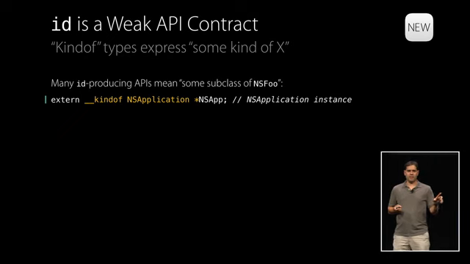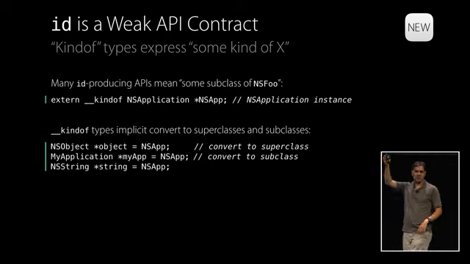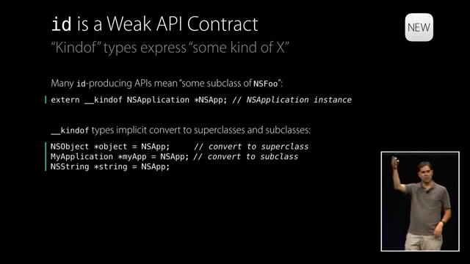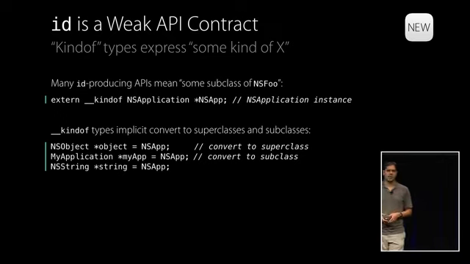What does this mean? This means NSApp is some kind of application. So we're going to give it some limited behavior like ID. So I have my NSApp. Of course, I can convert it to an NSObject because every NSApplication is an NSObject. The important part here, the ID-like behavior, is the implicit downcast from NSApplication to your MyApplication subclass. That's good. We want that behavior because that's how NSApp has always worked.